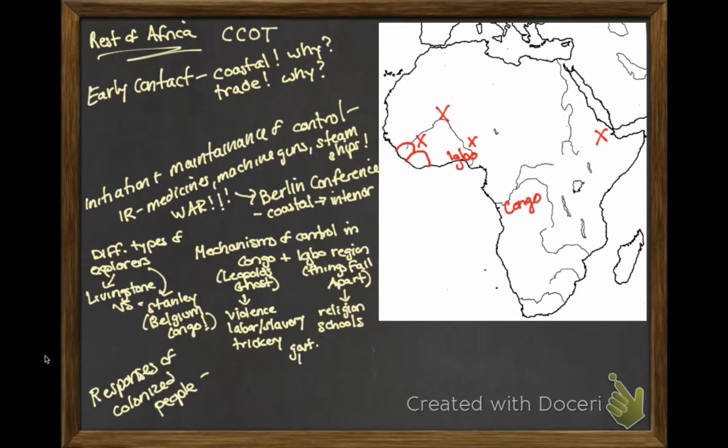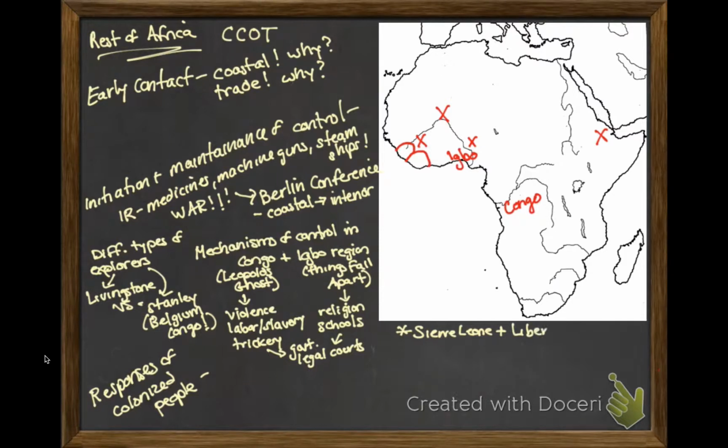The way you're going to get the government jobs, the legal jobs, is if you have a European education. So a lot of people are going to convert in order to have access to the schools, which will then get them the jobs in the local government and the courts that the Europeans are setting up. And for a lot of people, particularly people who did not have power traditionally in Africa, they're going to see this as a good thing, as a way to gain power, gain control, whereas previously they had none. So religion, violence, labor, trickery, schools, and then the government and the legal courts.